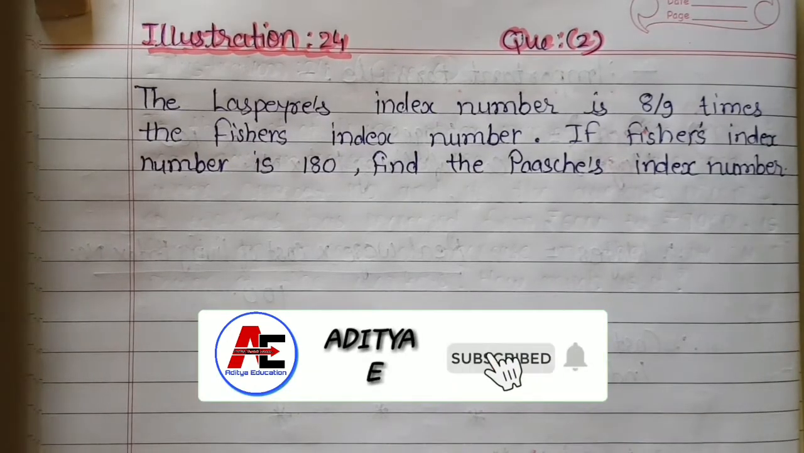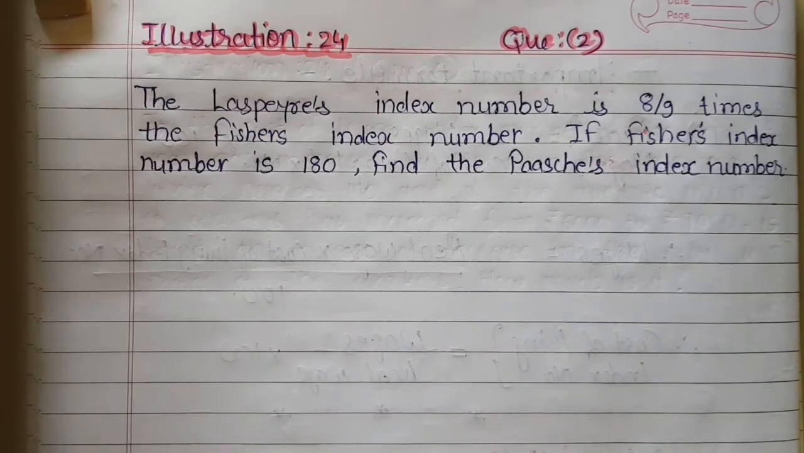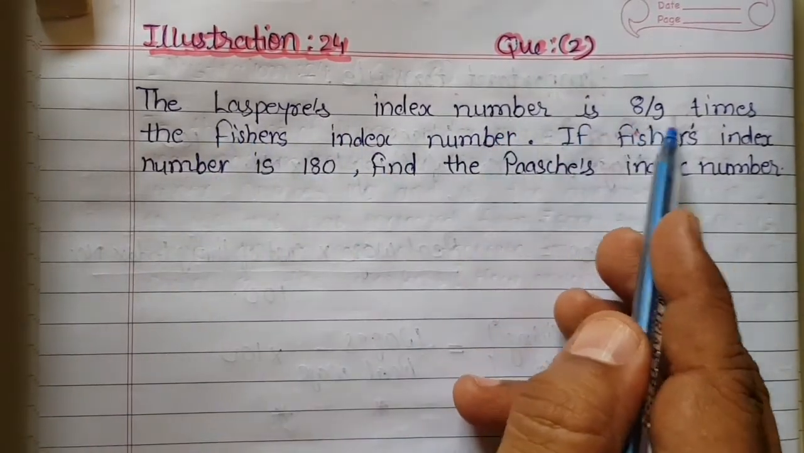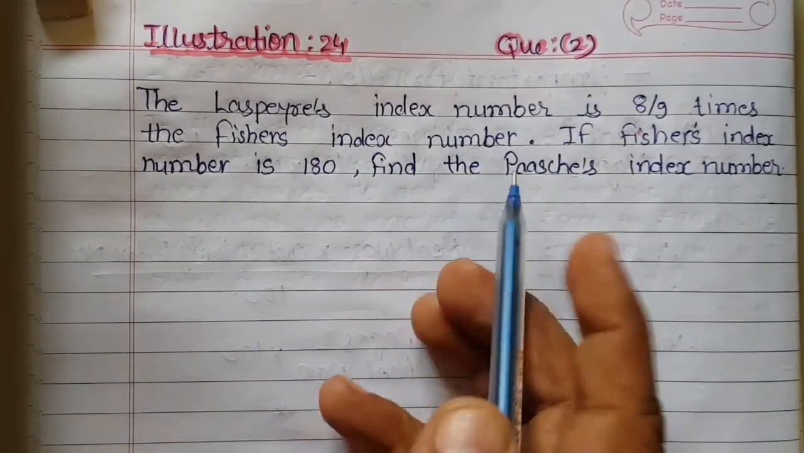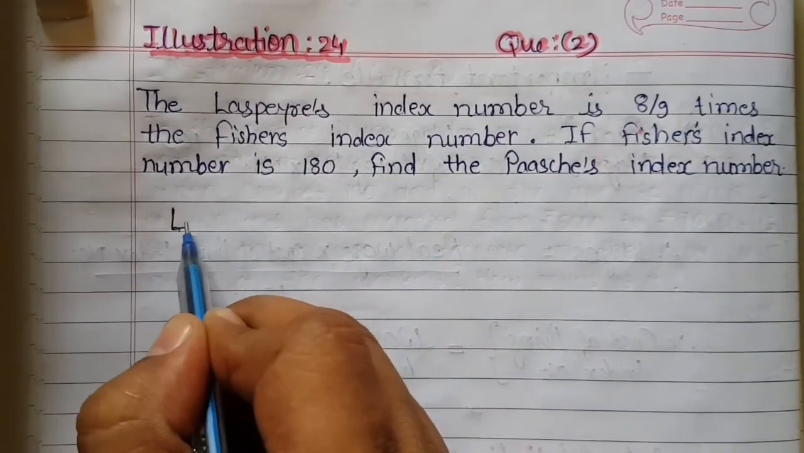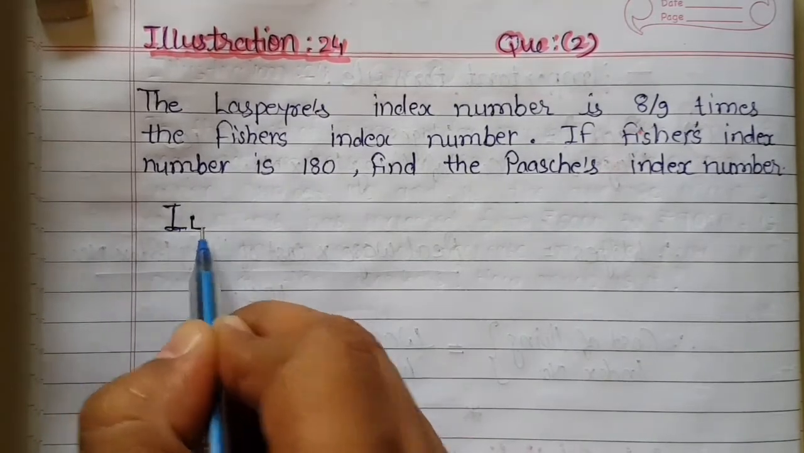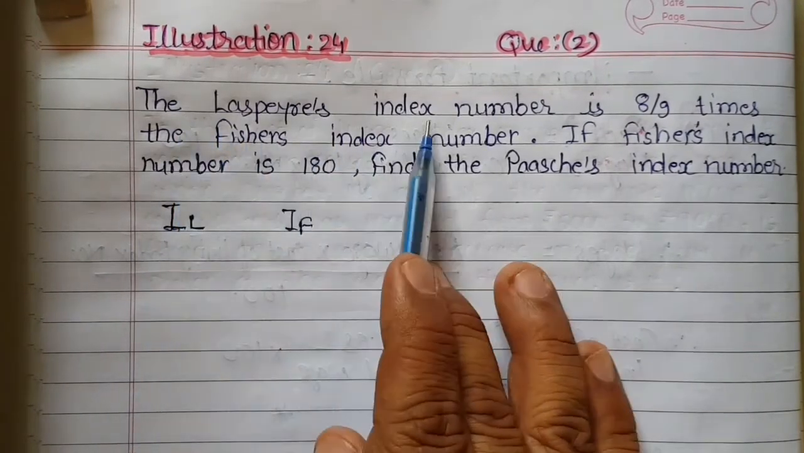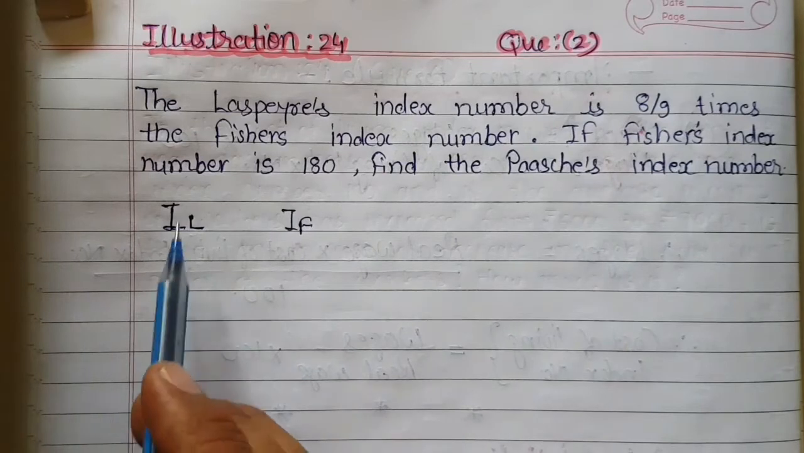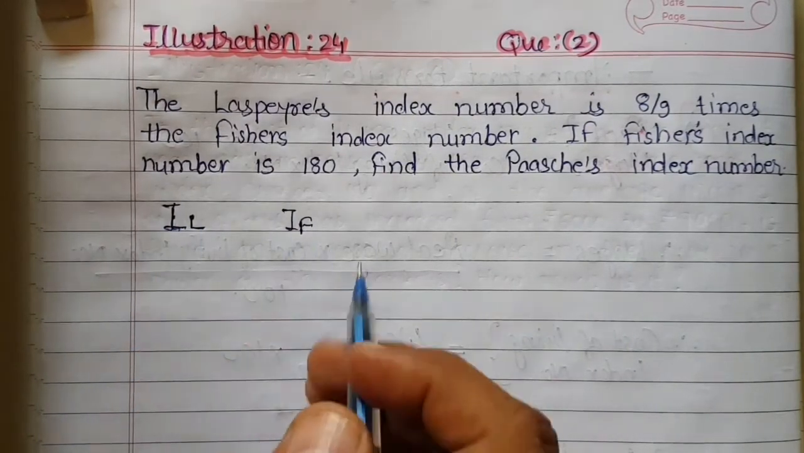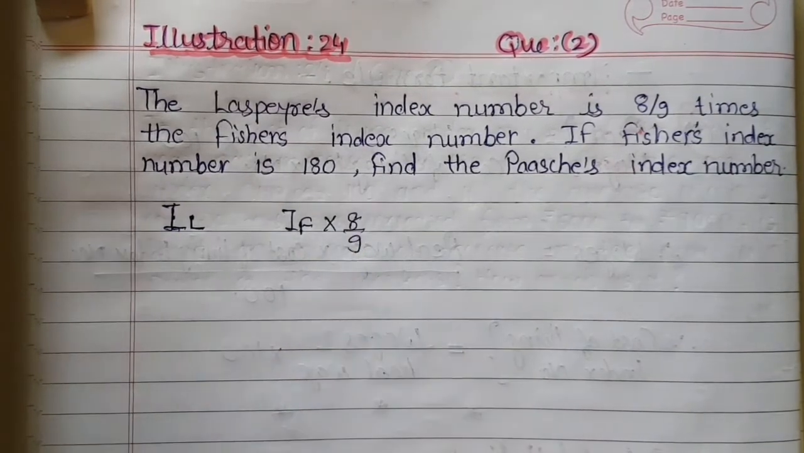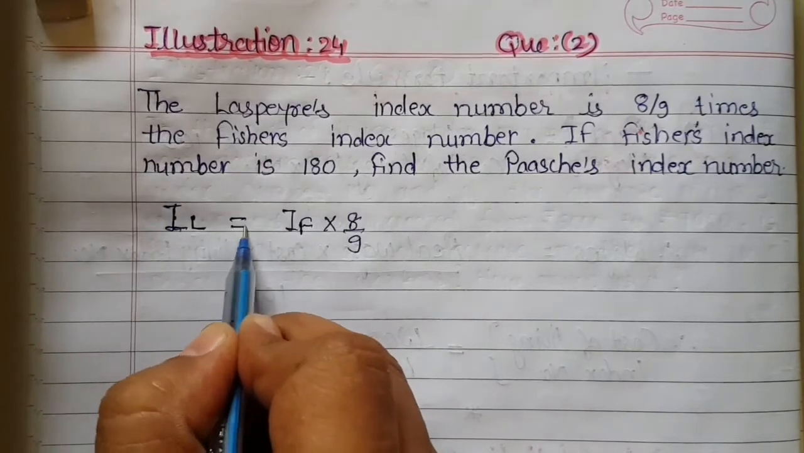Solve one more important question, illustration 24, question number 2. Friend, this is very important. It has been asked in the board exam, so please pay attention. Here it is written that the Laspeyres index number is 8 upon 9 times the Fisher's index number. So first of all we will write here IL, that is Laspeyres index number, and IF, that is Fisher's index number. As it is said in the sum, the Laspeyres index number is 8 upon 9 times, so to make them equal, we will multiply 8 upon 9 to Fisher and we will get Laspeyres index number.